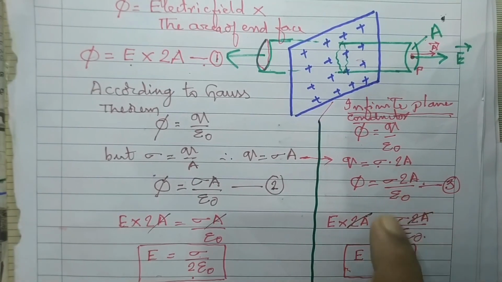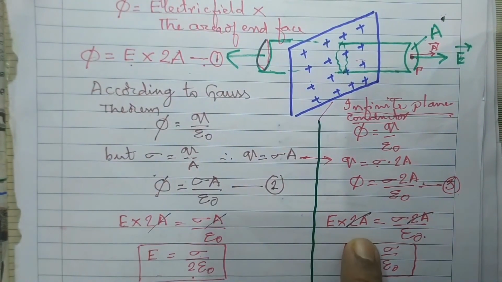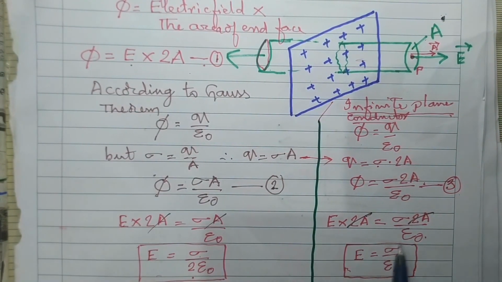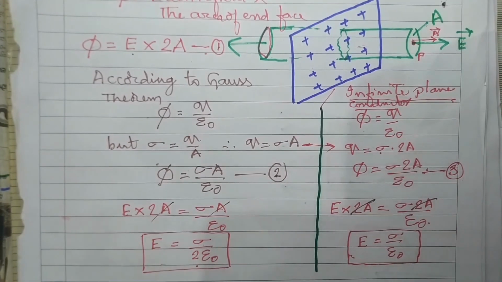Then this third equation and first equation are equated. So E into 2a is equal to sigma into 2a by epsilon 0. 2a gets cancelled. E is equal to sigma by epsilon 0. This is the second application.